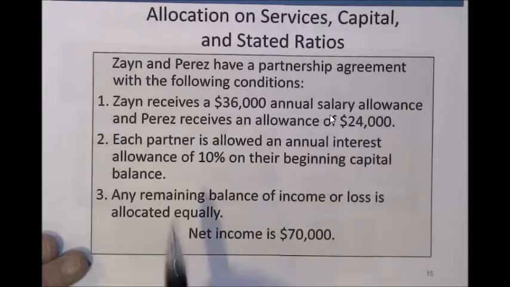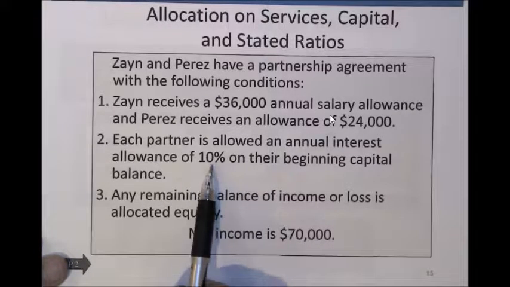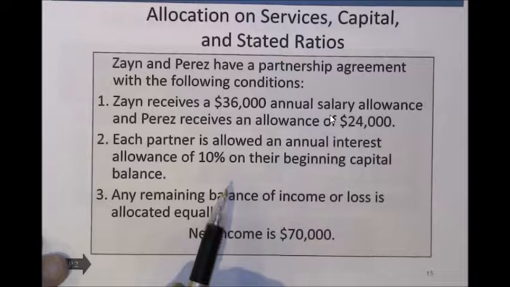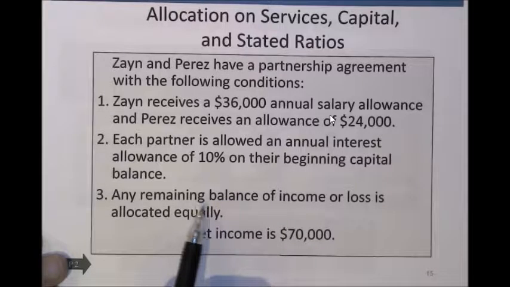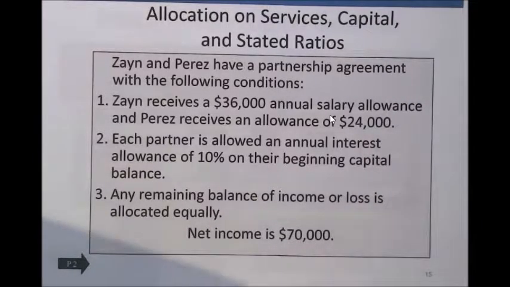We're also going to reward partners for leaving capital in the business, so I'm going to give them an interest allowance of 10% on their beginning capital balances, right? And then any remaining balance of income or loss is allocated equally. And we're going to divide income of 70,000 bucks using this 3-step process, right?